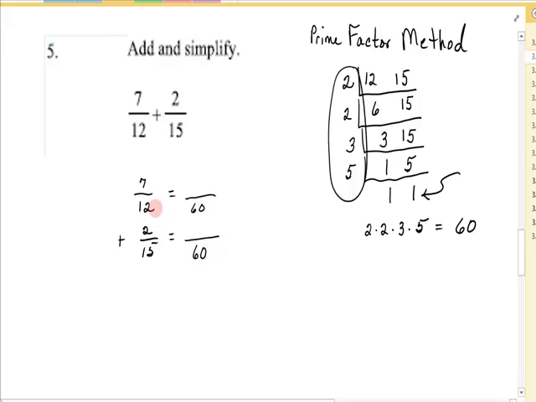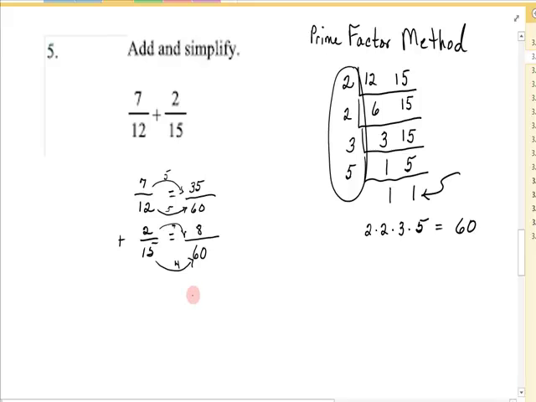All right, now I asked myself, what was 12 multiplied by to turn it into 60? How many times does 12 go into 60? The answer is 5. So then do the same thing at the top. 7 times 5 is 35. 15 into 60. You could divide. You will find out it goes in 4 times. And 4 times 2 is 8.